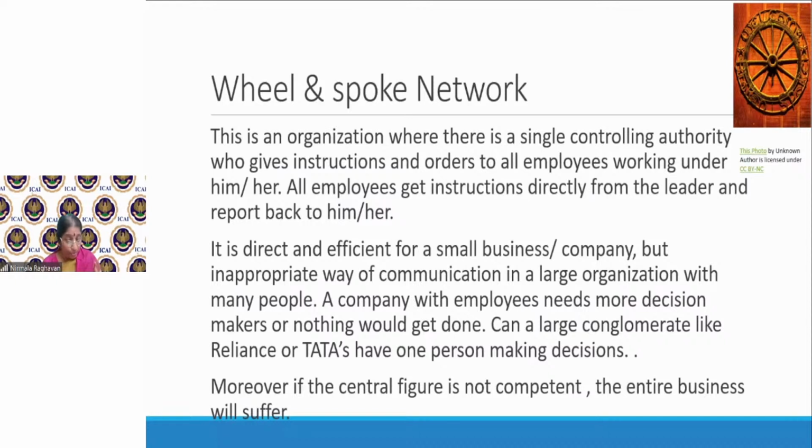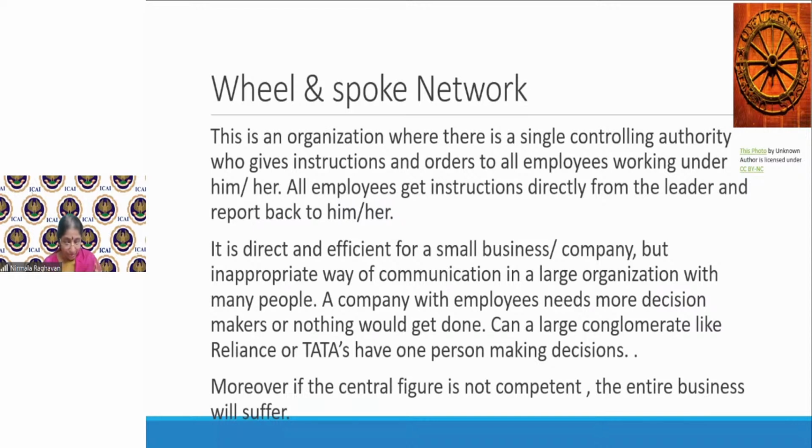What are the disadvantages? Mohan, you don't have to repeat it so many times. Disadvantages of wheel and spoke: if the central figure, the boss, is not competent, then the company will go for a toss. So large companies will not prefer this.